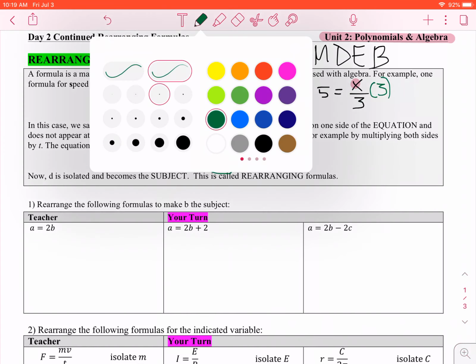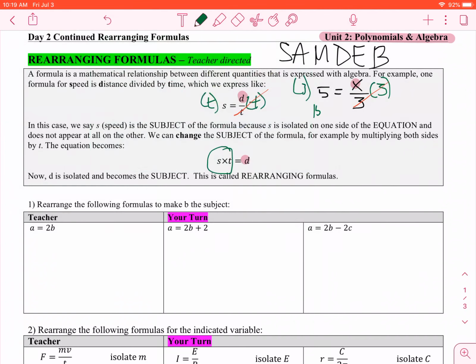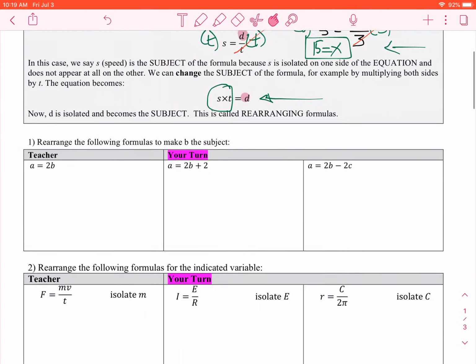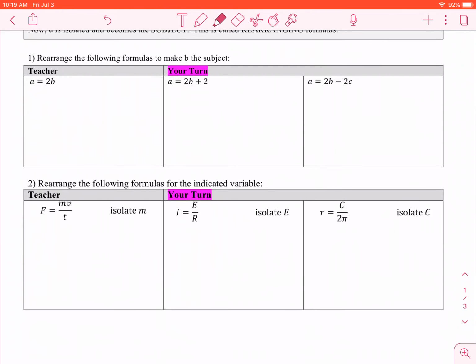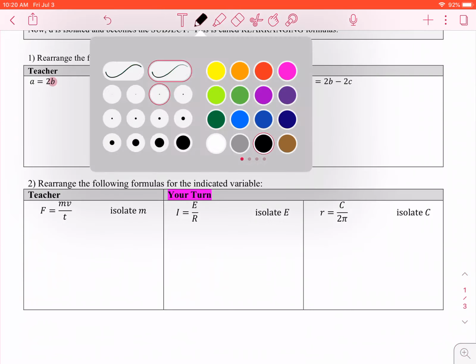Oops, let me use the red one, be consistent. So we have 5 times 3 is 15 is equal to x. Okay, so this is what we would have done through one-step equations. We're going to do that same strategy using SAMDEB, but now with multiple letters, multiple variables. Okay, so I'm going to always highlight what we're looking for, and we're going to apply SAMDEB. Okay, so if we want to isolate, rearrange the following formulas to make B the subject. So B is what we're trying to find. Okay, so I'll write out here, isolate B.